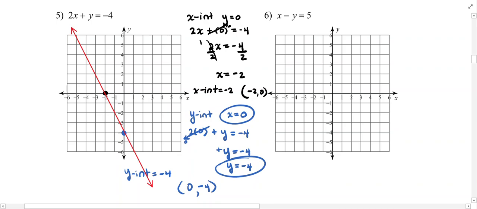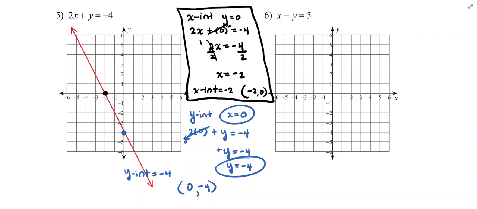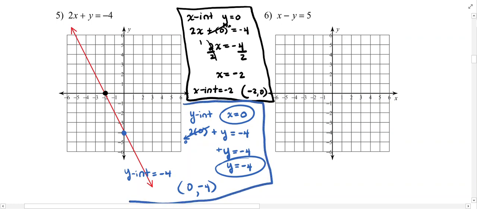I hope this is very useful. If not, come and see me after school. Anything else? Just good luck. Remember, show the work. Show the work. If your work needs to look like this, that's all you need to remember.